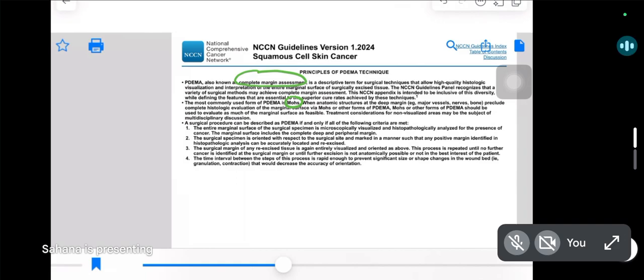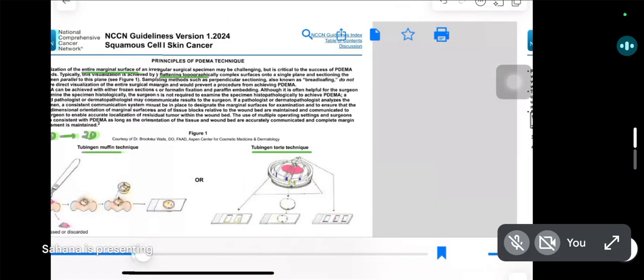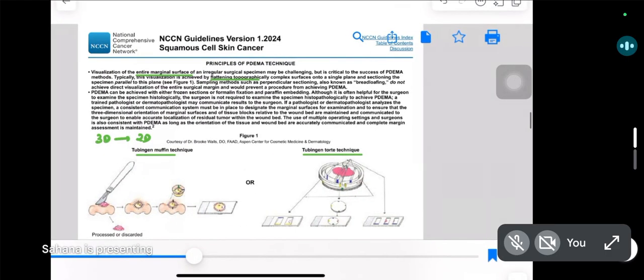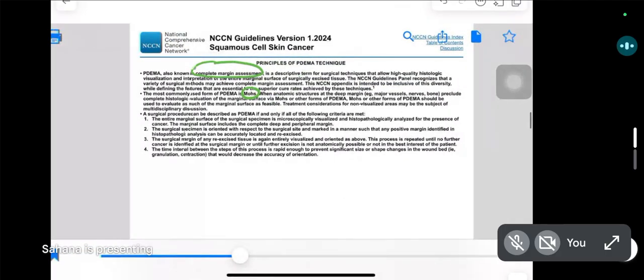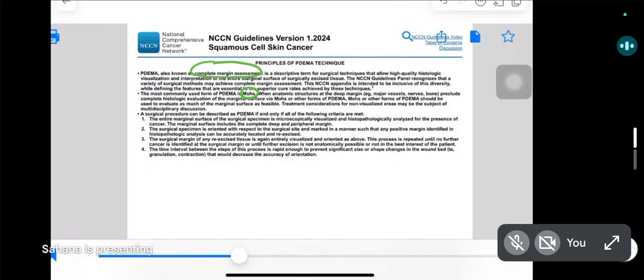So there are three techniques that are described under this: Mohs, Tübingen torte and Tübingen muffin technique. So these three have been told. A surgical procedure can be described as PDMA if and only if the following criteria are met. They have told four things. The entire marginal surface of the surgical specimen is microscopically visualized and histopathologically analyzed.